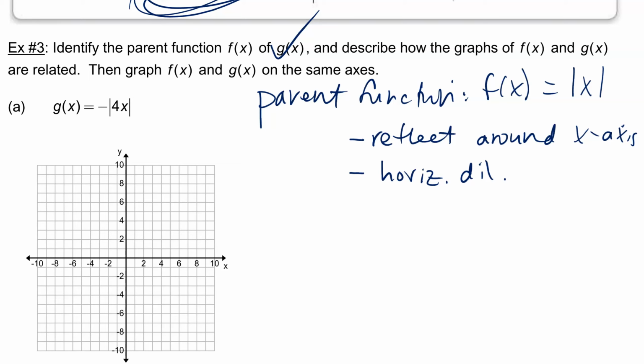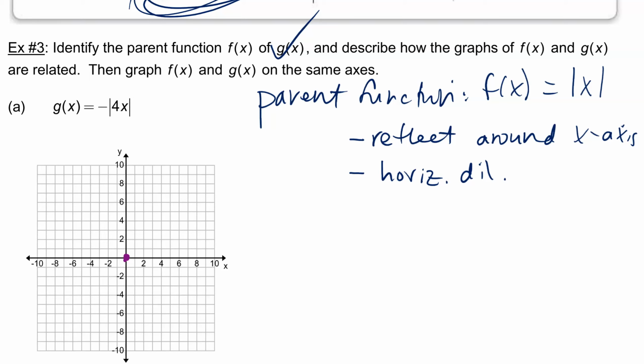Okay. So, let's go ahead and draw it. Did my vertex move? Did I have a translation up or down, left or right? No. So I'm still going to start at 0, 0. But we said that it's being reflected around the x-axis. So normally absolute value is a V pointing up. Being reflected is going to be a mountain, a V pointing down.